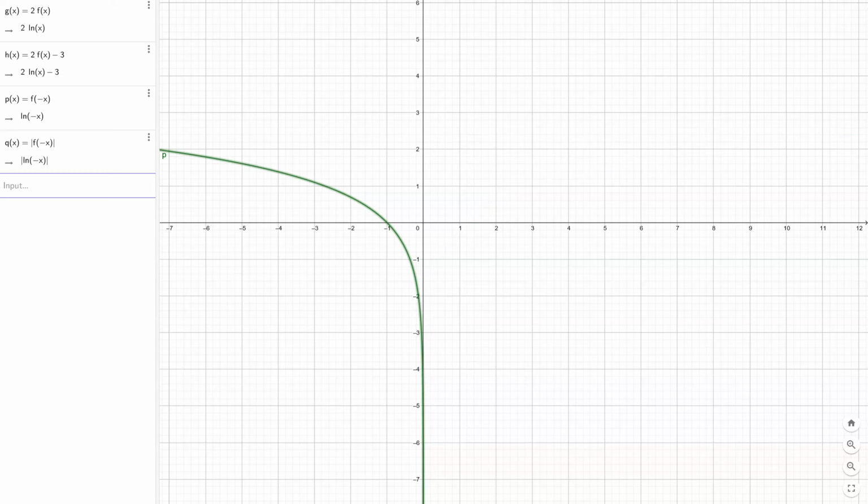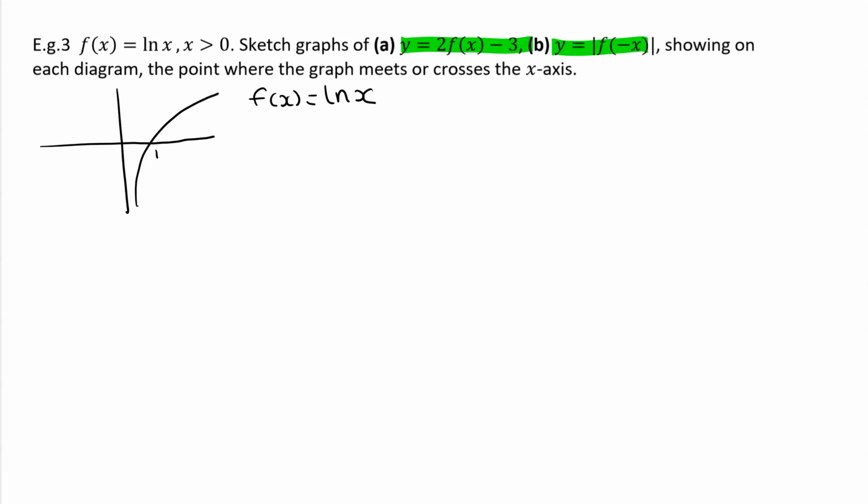But if you then want to find the modulus of f(-x), basically anything below the x-axis now gets reflected, so it's just going to look like this. Let's head back to this page here to draw that up. So obviously in an exam you can't just get out a GeoGebra file like I did.